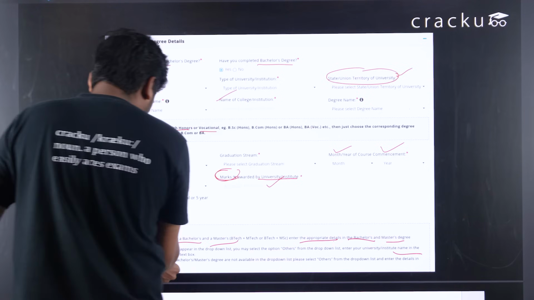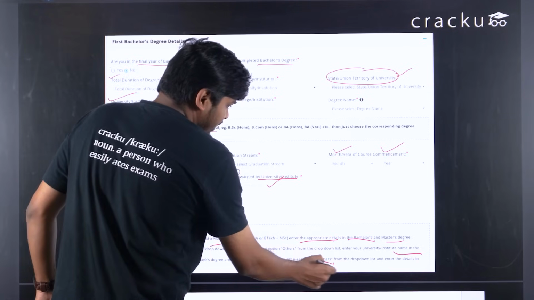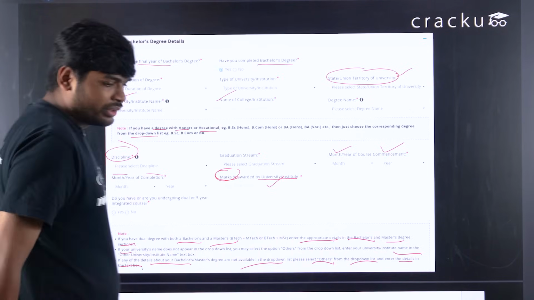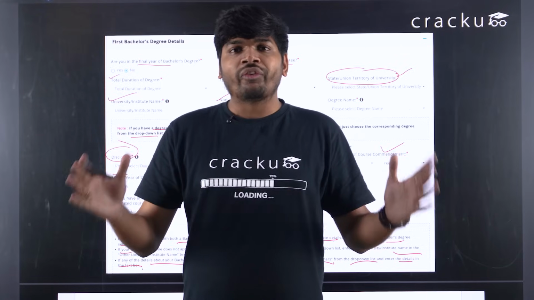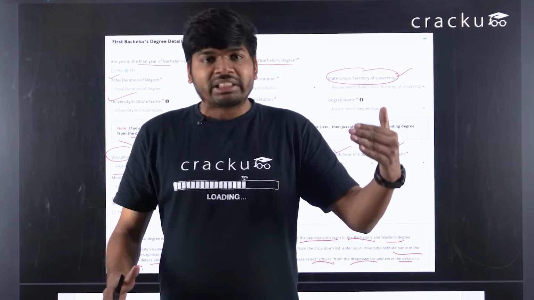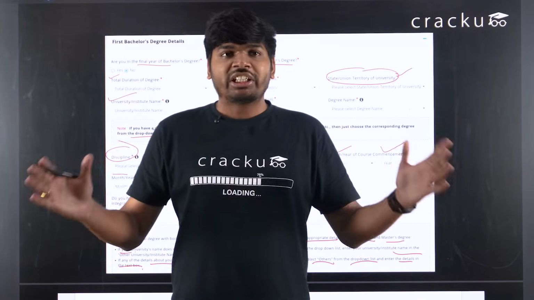If any of the details about your bachelor's are not available in the drop down, please select others from the drop down list and enter the details in the text box. If the details of your graduation are not coming in the drop down, please select others and then type in the details of the graduation degree.